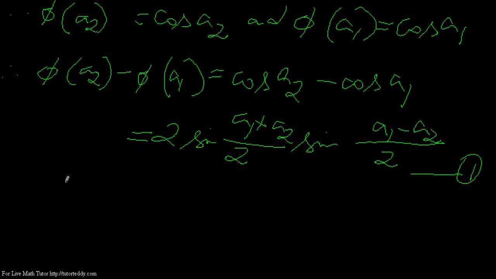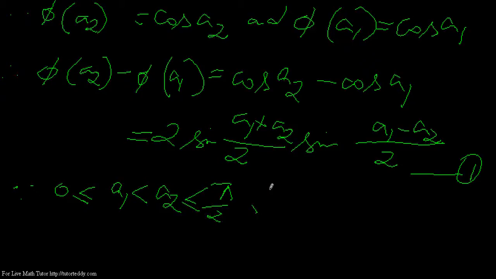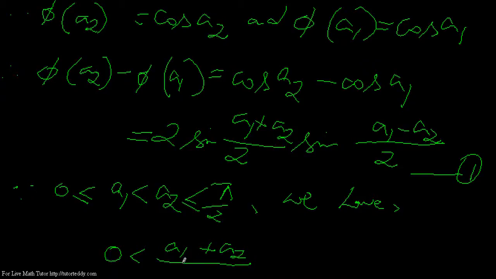Since we have this a1 is less than a2 and both of them lie between 0 to pi by 2, so we can write this way: since 0 less than equal to a1 less than a2 less than equal to pi by 2, we have 0 less than (a1 plus a2) over 2 is less than pi by 2, and a1 minus a2, this difference, is less than 0.